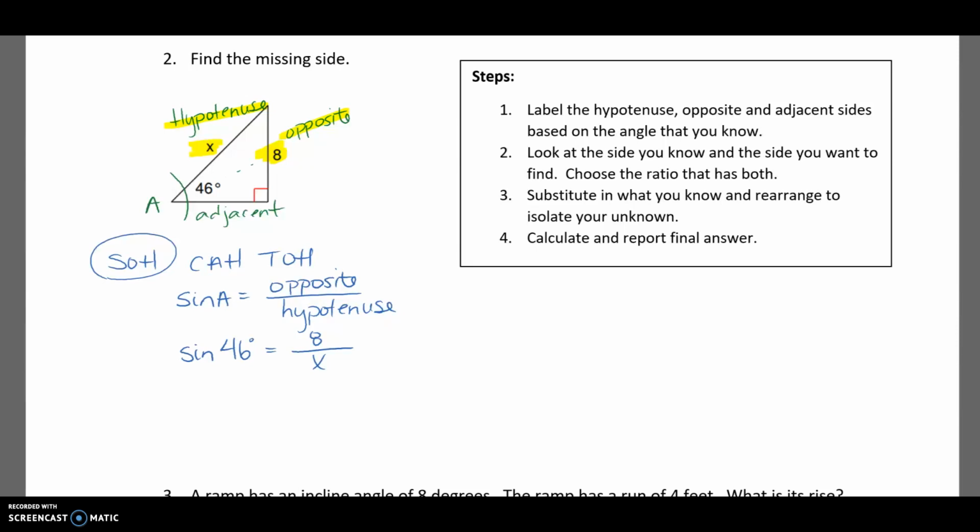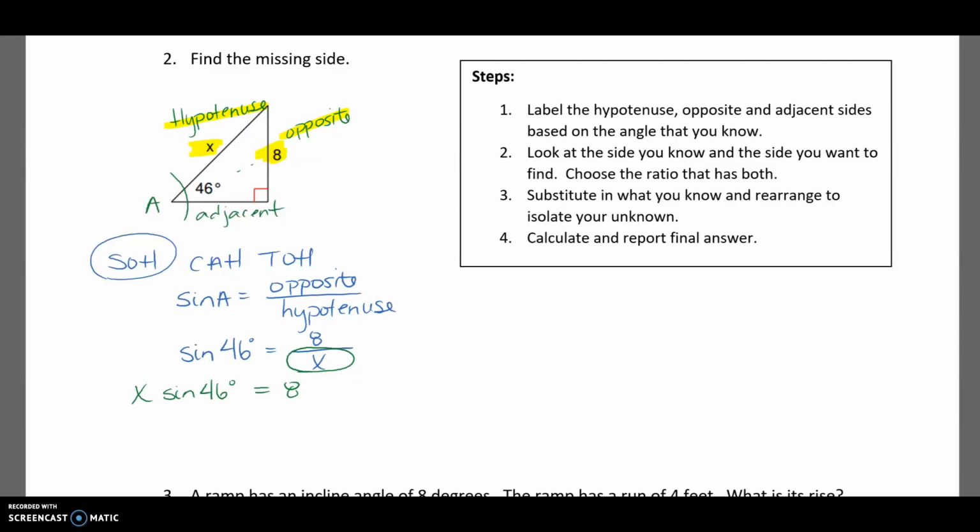hypotenuse x. Now you need to rearrange your equation. If you're comfortable with the rearrangement, you may do this in one step. I'll show it in detail. First, to get rid of the fraction, I'm going to multiply by this x. So on the other side, this becomes x times the sine of 46 degrees equals 8. I've gotten rid of the fraction, but I still have to get x by itself.